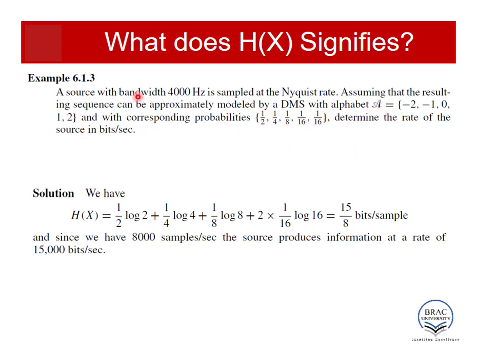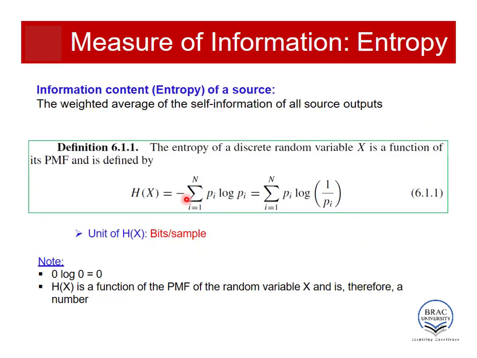So this means that this source has 5 types of outcomes, and the outcome of the first type, which is -2, has probability 1 by 2, and this goes on. There are 5 events, 5 outcomes and 5 probabilities. Now we have to determine the rate in bits per second. So at first we will need to determine the information content, or Hx, and Hx was, if we consider the formula again, minus summation of pi log pi, or summation of pi log 1 by pi, from i equal 1 to n.